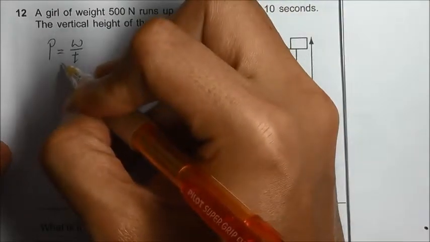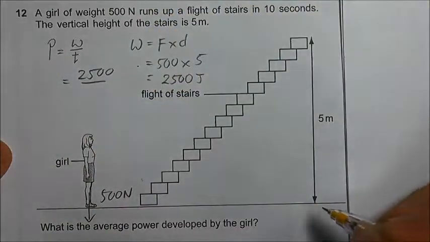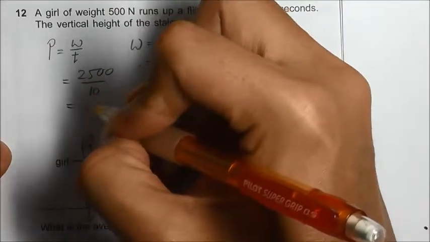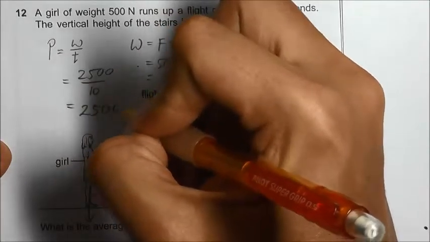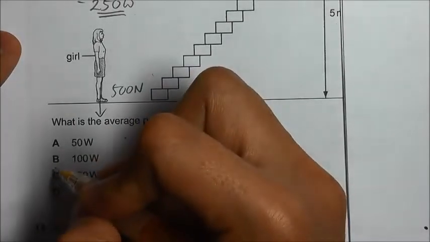And now we come back to this power formula. Power is equal to 2500 divided by the time taken, which is 10 seconds. So that will be 250 watts. Answer C.